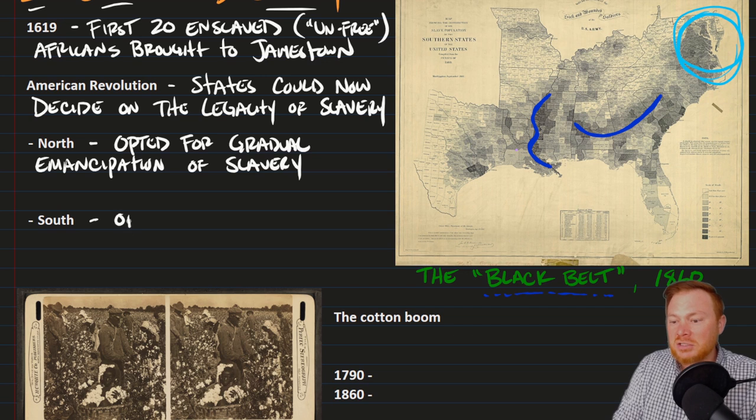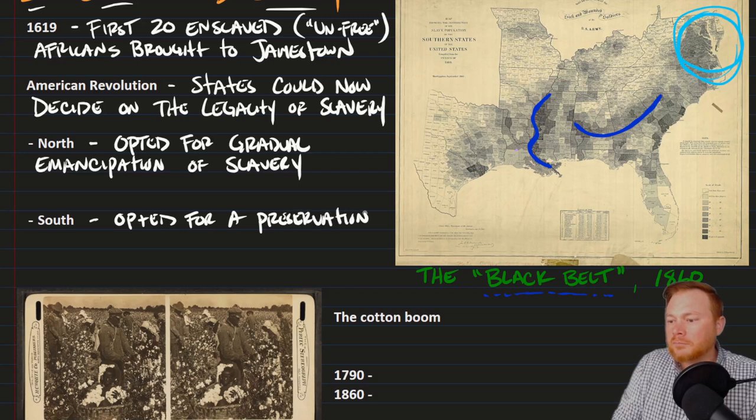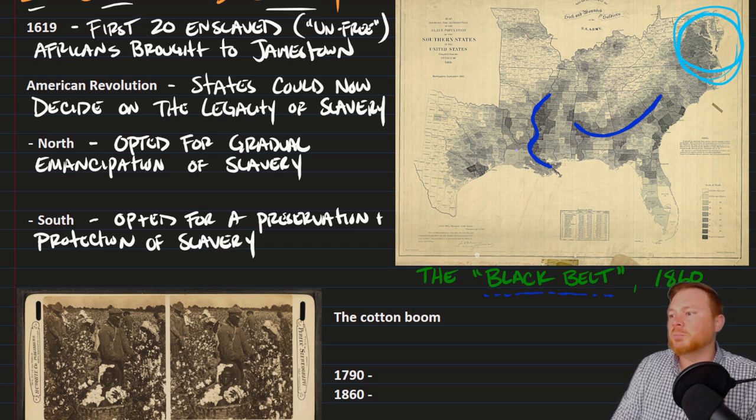However, the southern states definitely opted for a preservation and also a protection of slavery. So the American Revolution got rid of slavery in half of the country, but not in the American South, where it would go on to flourish.